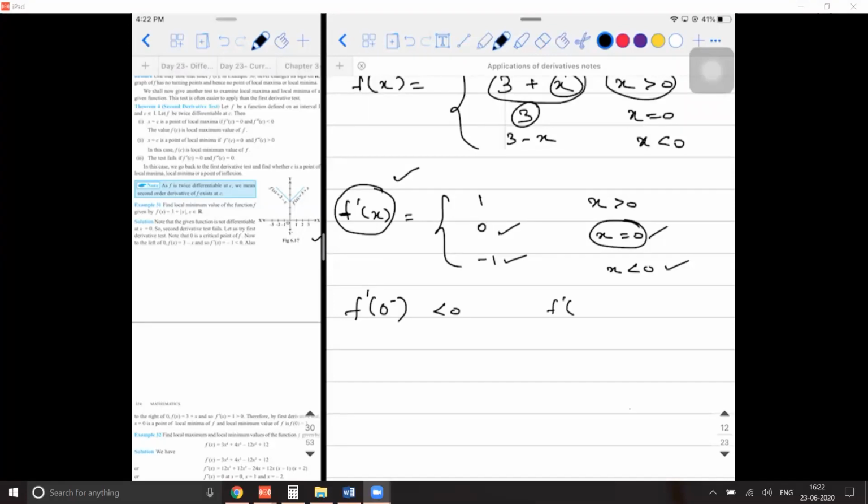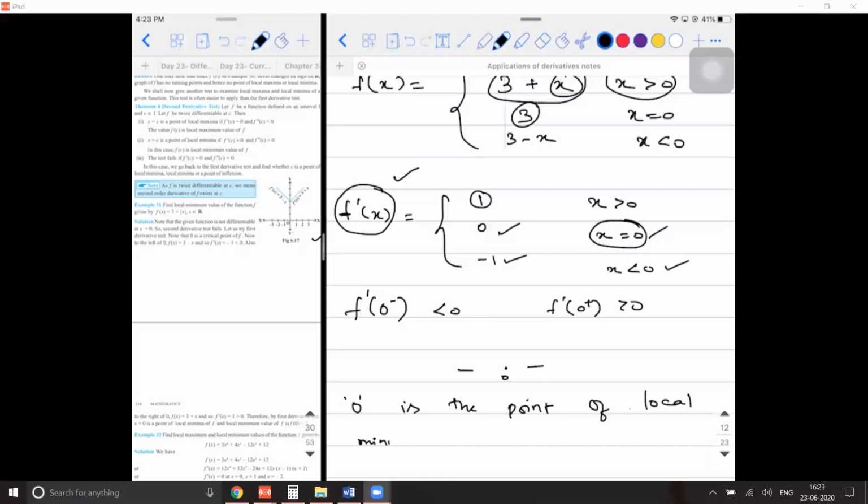What is f dash of 0 plus? That is greater than 0. So what is happening on the left of 0? It is decreasing. And what is happening on the right of 0? It is increasing. So what will that point 0 be? Minimum. So 0 is the point of local minimum.